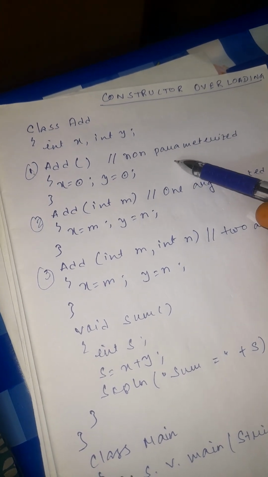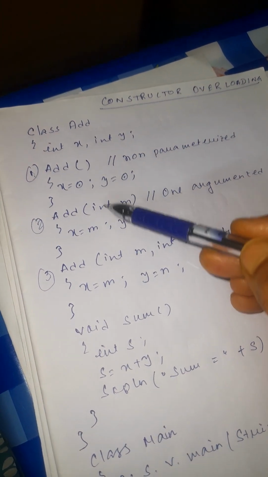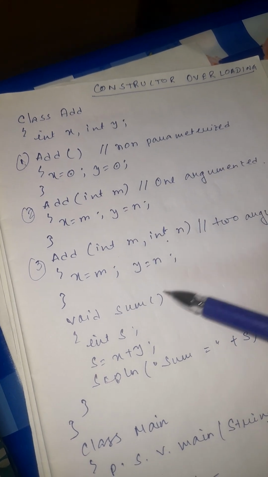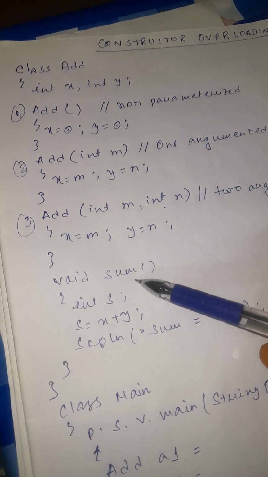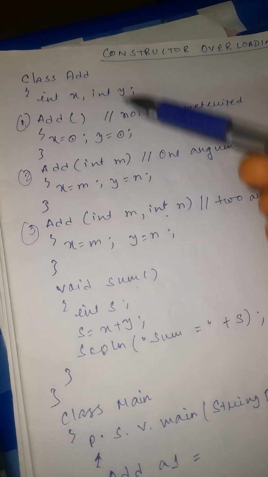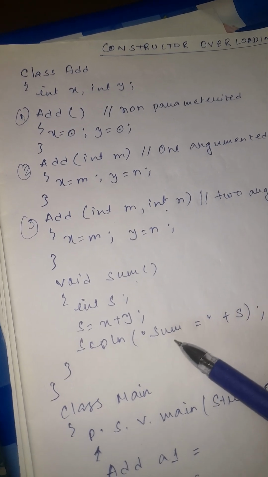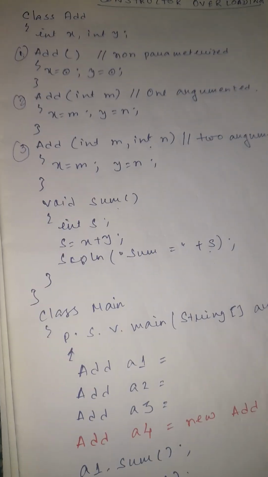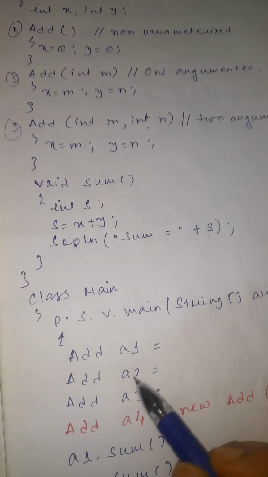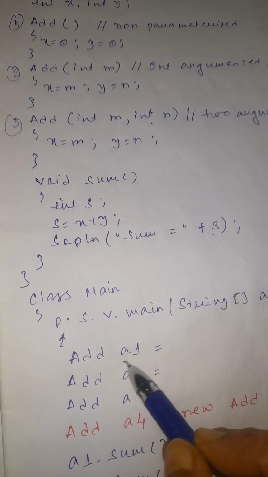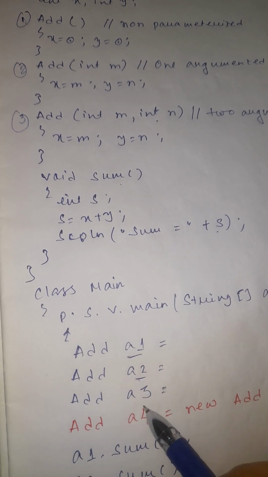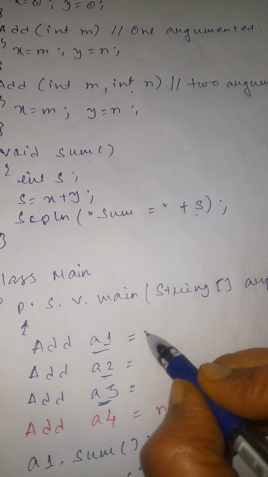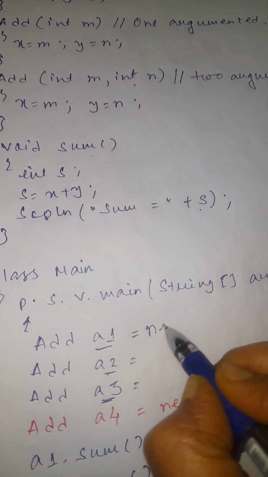This one is the non-parameterized constructor, this one is the one-argument constructor, and this one is the two-argument constructor. Now here I have one function, sum, which is the addition of two member variables. And this is the main part. Here I declared a1 one object, a2 one more object, and a3 one more object. Now I will create these objects using the new keyword.